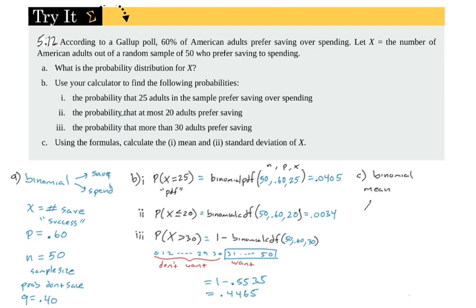And for part C, we could get the mean of a binomial distribution by multiplying n times p and the standard deviation by the square root of n times p times q. So these are some simple calculations to get the mean and standard deviation, because ultimately those are the characteristics we're interested in for data here.